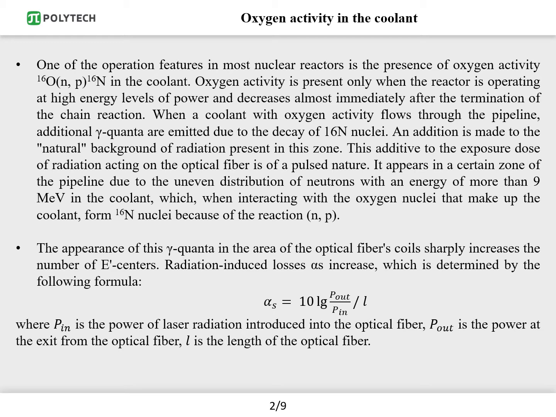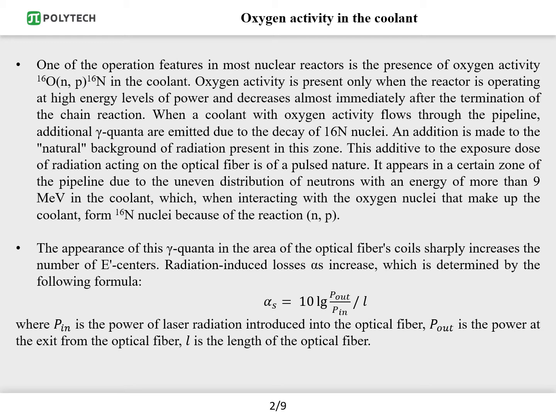So, one of the operation features in nuclear reactors is the presence of oxygen activity in the coolant. Oxygen activity is present only when the reactors operate at high energy levels of power and decreases almost immediately after the termination of the chain reaction. When a coolant with oxygen activity flows through the pipeline, additional gamma quanta are emitted due to decay of 16N nuclei. An addition is made to the natural background of radiation present in this zone. This additive to the exposure dose of radiation acting on the optical fiber is of a pulse nature.